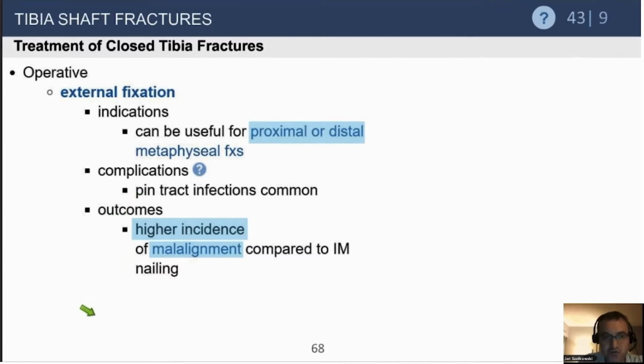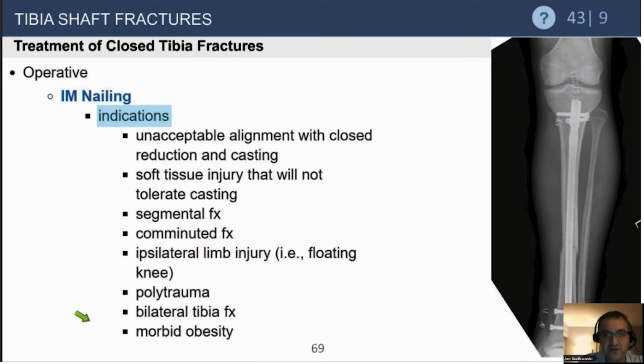Higher incidence of malalignment compared to IM nailing. It's a lot of times used just as a temporary fixation before definitive either nailing or plating, especially in polytrauma patients. IM nailing. So think about indications, as you can see here on the right, this image, a nail placed for a midshaft tibia fracture.